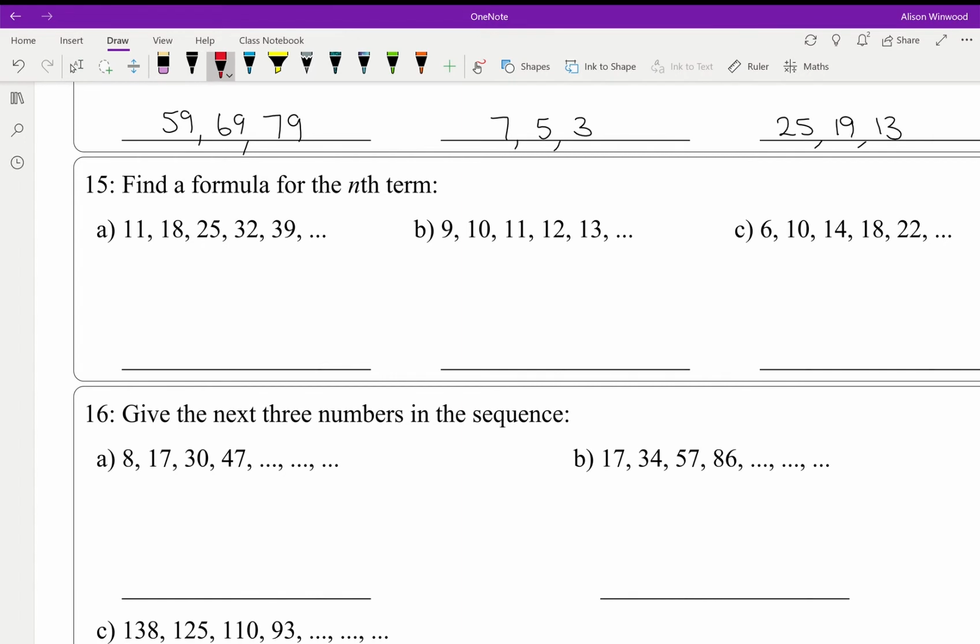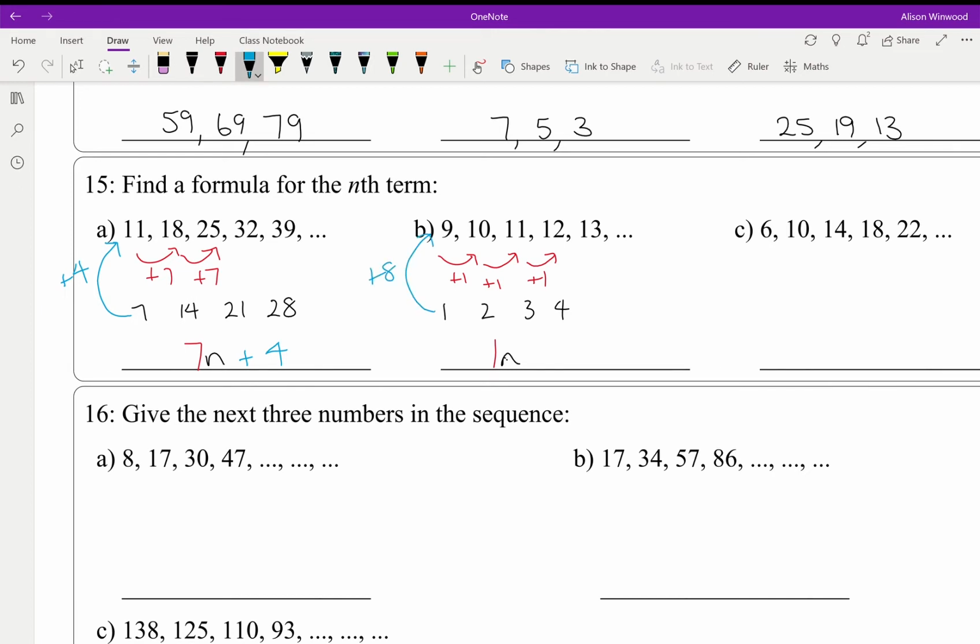Nth term, so it's going up by 7, so that's 7n. Compare it to the 7 times table. To get from the 7 times table to my sequence, I need to add 4. Sequence is going up in ones, so it's 1n. Comparing it to the 1 times table, I need to add 8 to get my sequence.